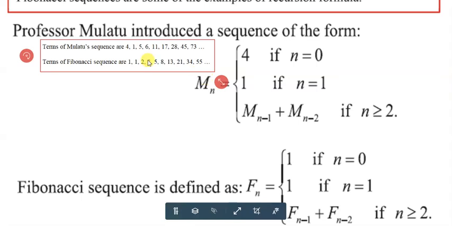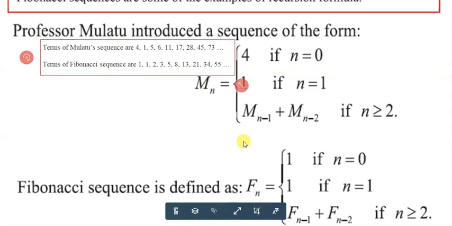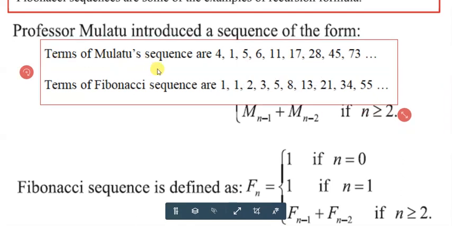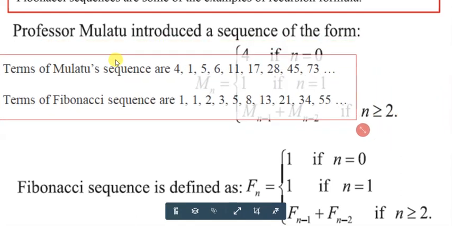Now let us see some of the terms of the Mulatu sequence. Terms of the Mulatu sequence can be given as such: 4, 1, 5, 6, 11, 17, and so on. Now, the third term was obtained by adding the previous two terms. Any term will be obtained by adding the preceding two terms.